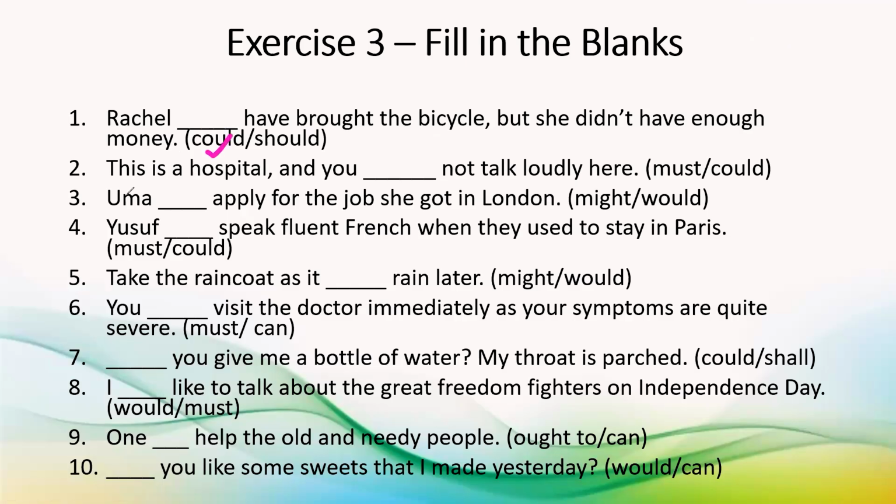Okay. This is a hospital and you dash not talk loud. Must.